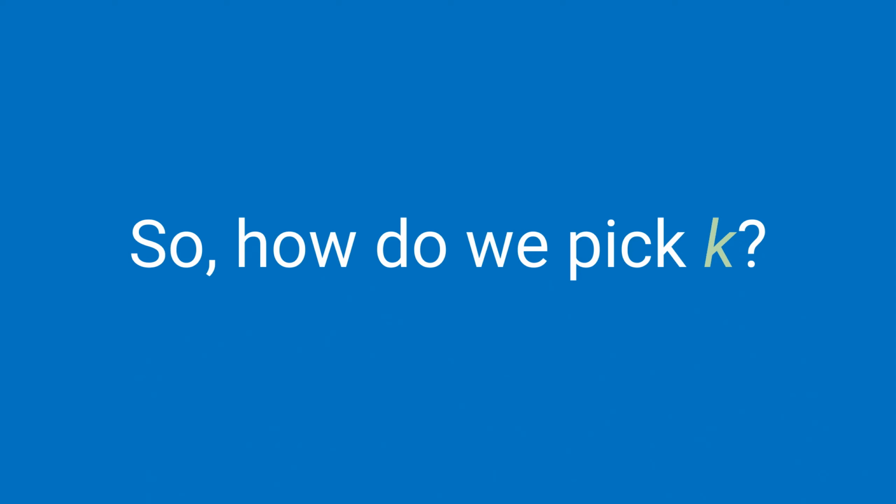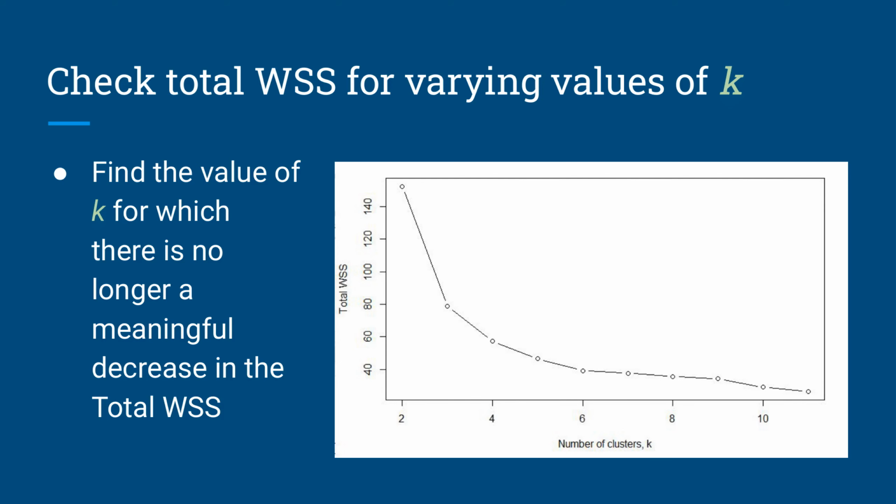So how do we choose the value of k? Well, we'll vary the value of k and then see what happens. There are a handful of ways to do this, but we'll focus on checking the total within sums of squares and the Davies-Bouldin index. Once we've varied the value of k, we can create a plot with the value of k along the x-axis and the total within SS along the y-axis. Then, we look for the value of k for which there is no longer meaningful improvement or meaningful decrease in the total within SS.